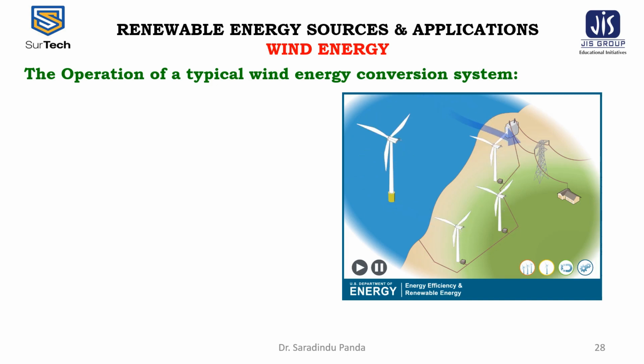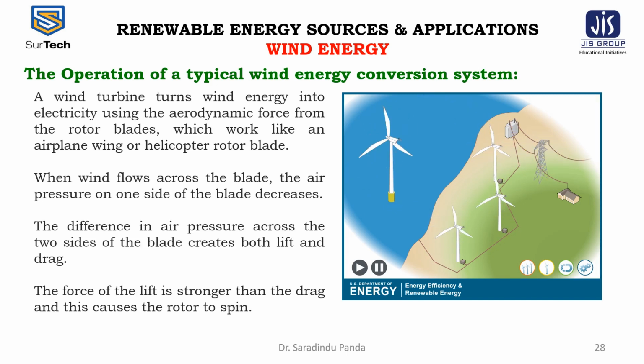Now the operation of a typical wind energy conversion system. A wind turbine turns wind energy into the electricity using the aerodynamic force from the rotor blades, which work like an airplane wing, or the helicopter rotor blades. This is the helicopter rotor blades. When the wind flows across the blade, the air pressure on one side of the blade decreases. The difference in air pressure across the two sides of the blade creates both lift and drag. The force of the lift is stronger than the drag, and this causes the rotor to spin as shown in the figure.